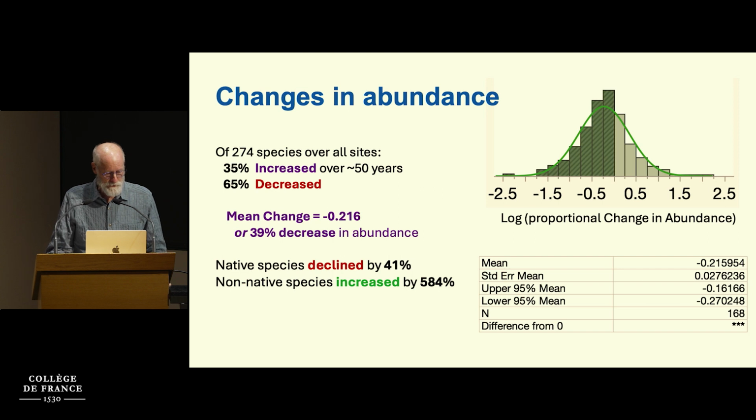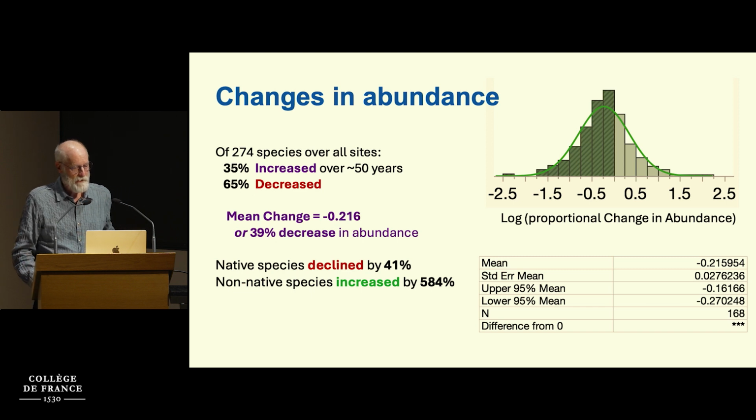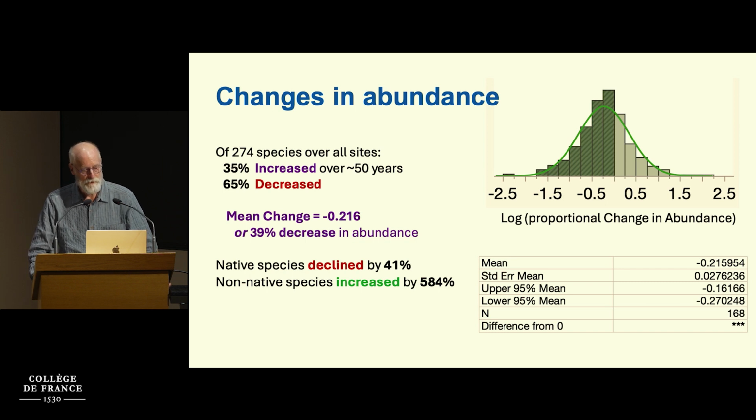If we turn now to individual species, the effects there were non-random as well. The main metric I decided to analyze for this talk is the log of the proportional change in abundance. By what proportion did a given species increase or decrease? Of the 274 species I analyzed for that, just over a third increased over the last 50 years, but almost 2/3 decreased. And that mean change in abundance is highly significant and negative. So it represents a 39% decrease in abundance for the mean species.